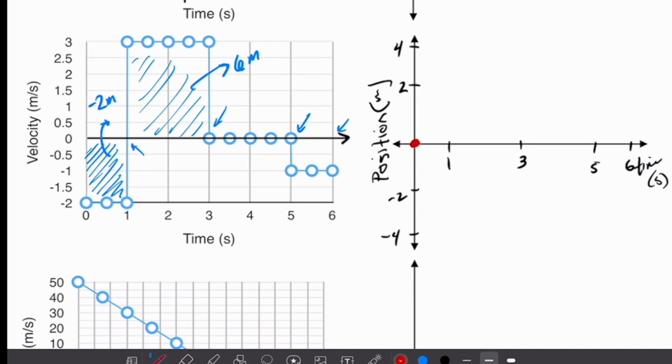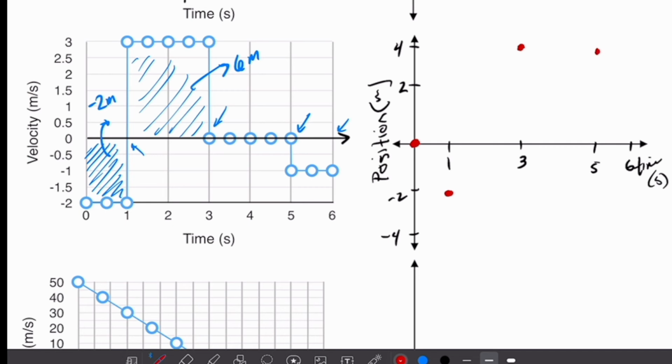So now it looks like I go backwards 2. From here I go forwards 6. That's going to take me to the 4 mark. Now, what happens next? Yes, ma'am? It stays the same. Yeah. Why does it stay the same? Because the velocity is at 0, which means they're not changing position.